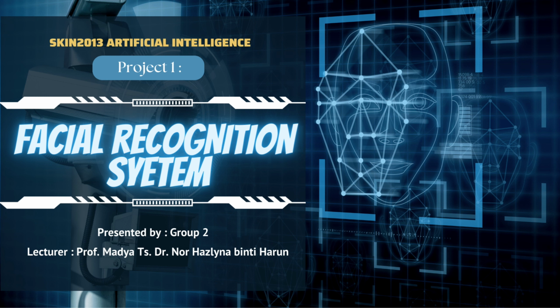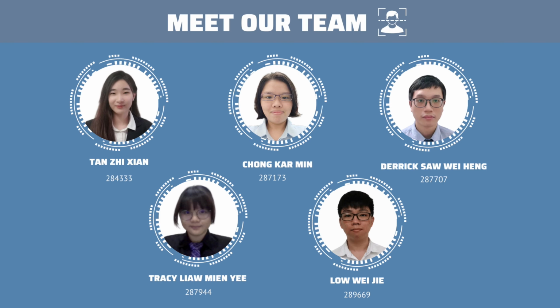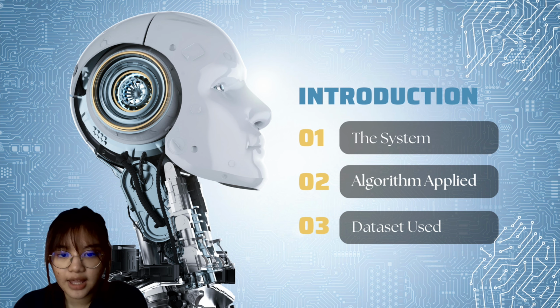We are from Grade 2, and for the subject SKN 2013 Artificial Intelligence, we're developing a facial recognition system. The team members for this group are Zhi Xian, Derrick Saw, Chong Kar Min, Tracy Liaw, and Wei Jie. My name is Tracy, and I'm going to give a brief introduction on our system as well as guide through the first frame during a demonstration.